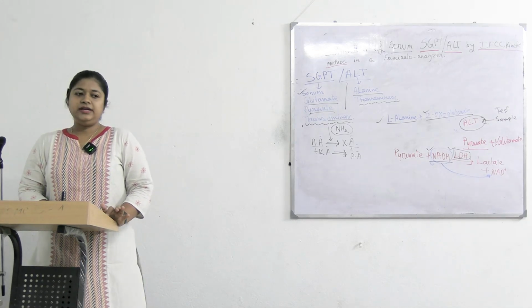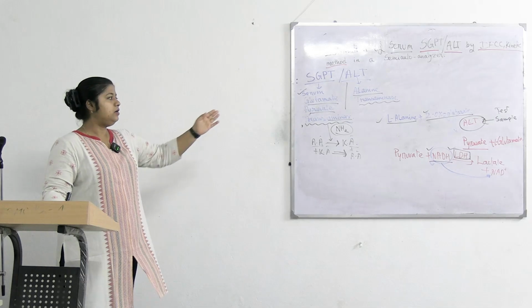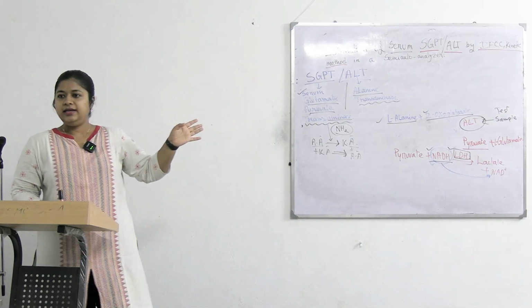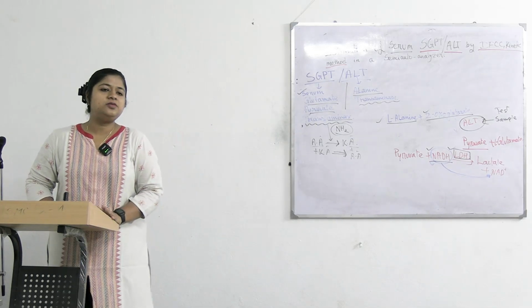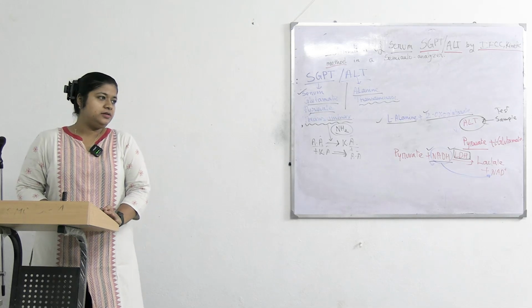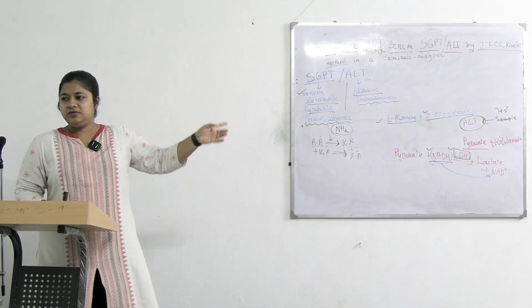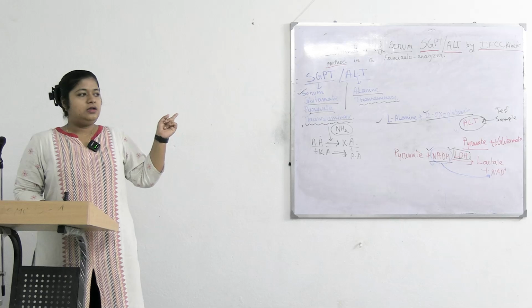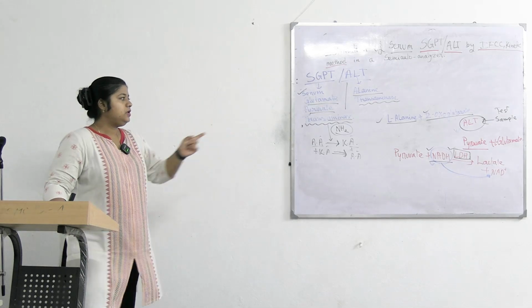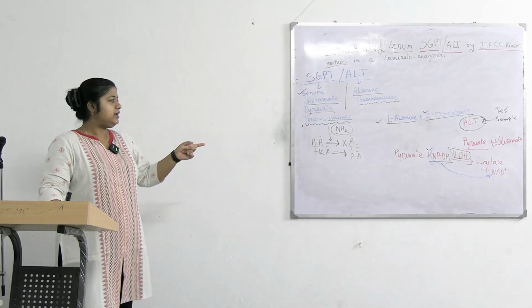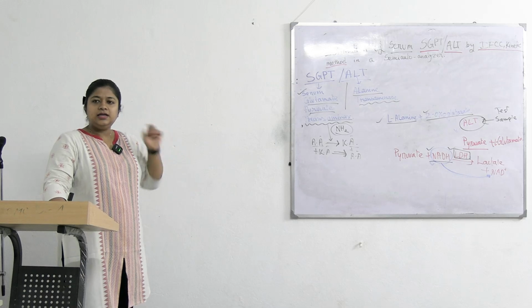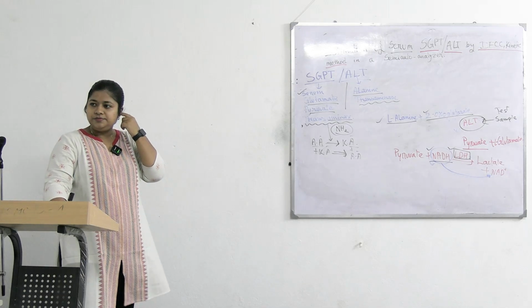Next point, apparatus required. So in the reagent, these four things have been written. Another thing is there, that is Tris buffer. Along with these 4 substrates and 1 enzyme, alanine, oxoglutarate, NADH and LDH, there is Tris buffer.